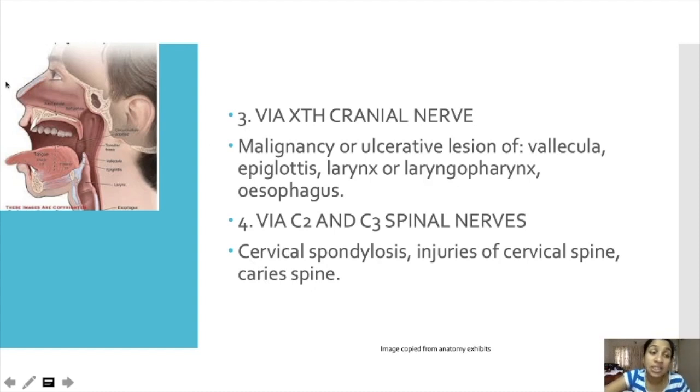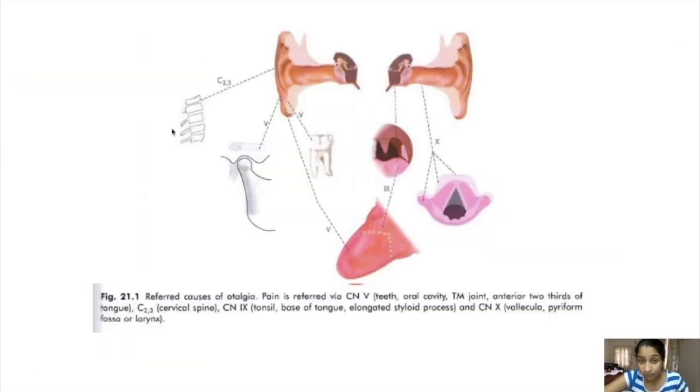So via the 10th nerve, any malignant or ulcerative lesions in the valleculae, epiglottis, larynx or esophagus can cause referred pain towards the ear. And via C2 and C3, cervical spondylosis, injuries of the cervical spine or any caries of the cervical spine will cause referred pain towards the ears. This picture shows the referred pain seen in the ear. Overall, this is C1, C2, C3 from the cervical spine, and the fifth nerve, from the temporomandibular joint and tongue. These can cause referred pain in the ear.